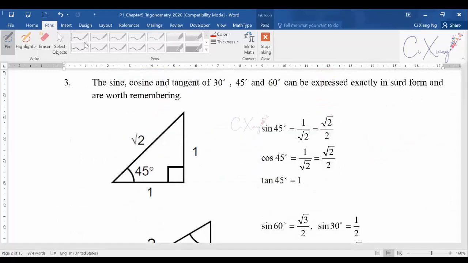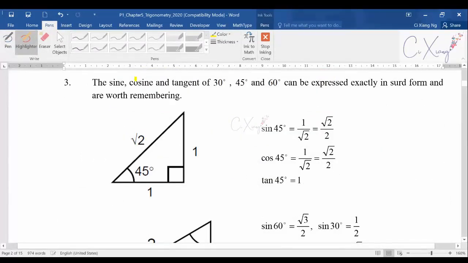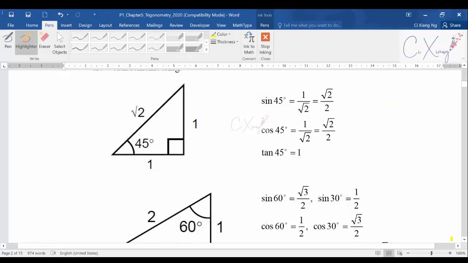Before that, I told you there are 2 triangles which are very important, especially for those who are using the MS calculator. So you need to know the values for 30 degrees, 45 degrees, and 60 degrees. You can express some of the values in exact surd form, and they are worth remembering.